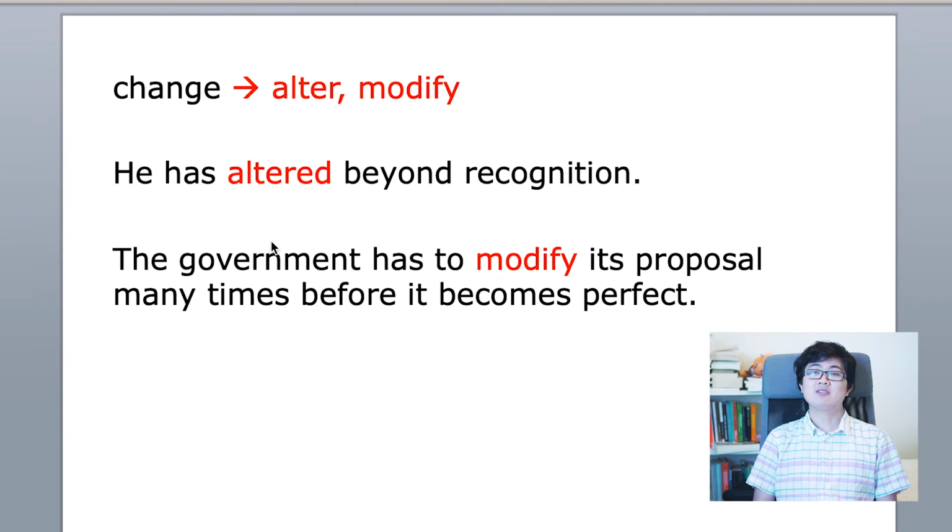Now we are going to go into the red words in more detail. The first one, instead of using change, from now on, try to use alter or modify. For example, he has altered beyond recognition. Or the government has to modify its proposal many times before it becomes perfect. So in here, we have two academic words.